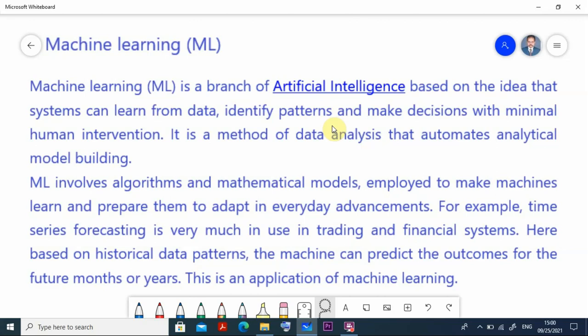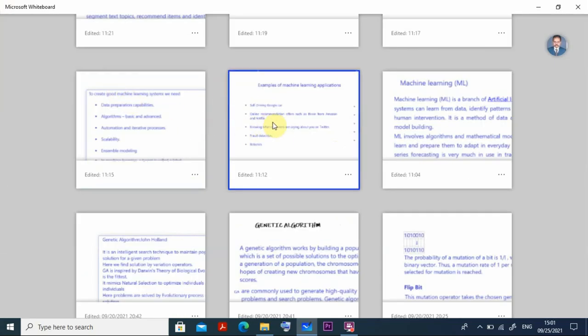So what does it involve? What is the constitution of this? Machine learning involves algorithms and mathematical models employed to make machines learn and prepare them to adapt to everyday advancement. For example, time series forecasting is very much in use in trading and financial systems. Here, based on historical data patterns, the machine can predict outcomes for the future months or years. This is an application of machine learning. In this way, we can have a number of things here.